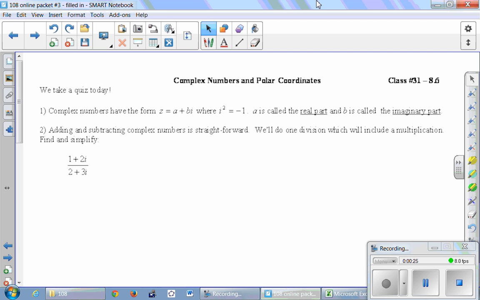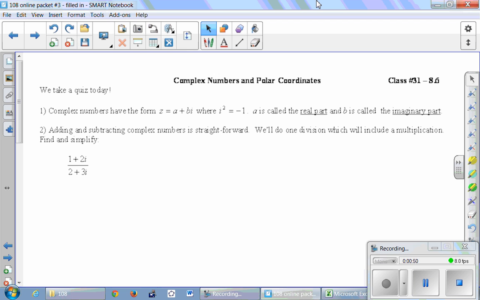Complex numbers have the form z equals a plus bi, where i squared is -1. A is called the real part, and b is called the imaginary part. Hopefully you've seen some complex numbers before. It's just a larger number set that contains all the real numbers plus many non-real numbers. Number 2, adding and subtracting complex numbers is straightforward. We'll do one division, which will include a multiplication.